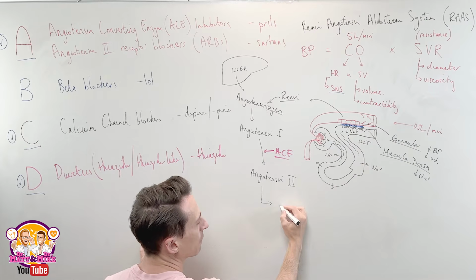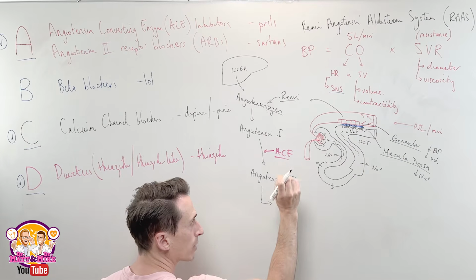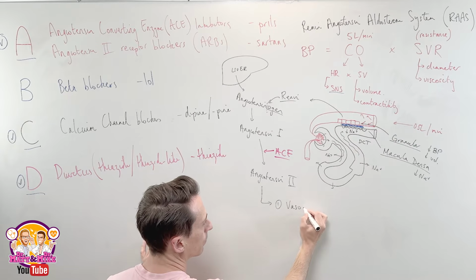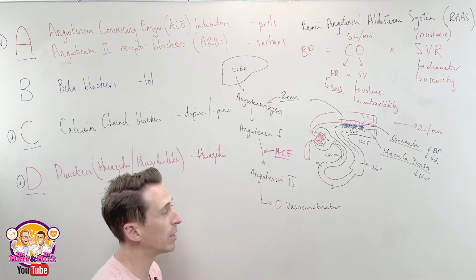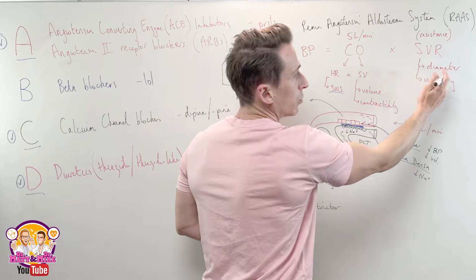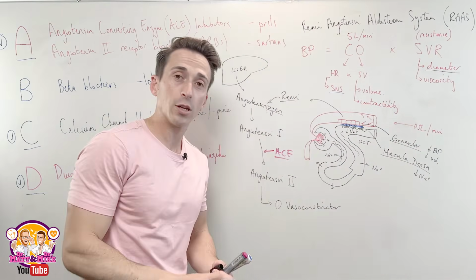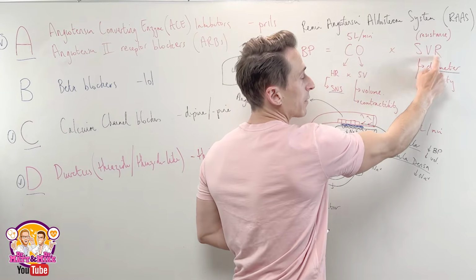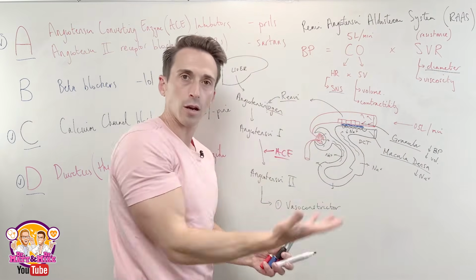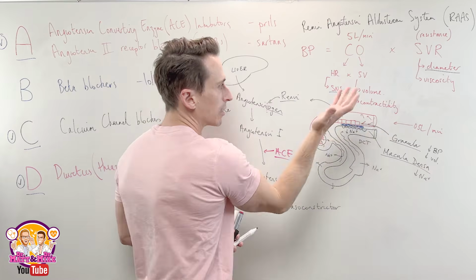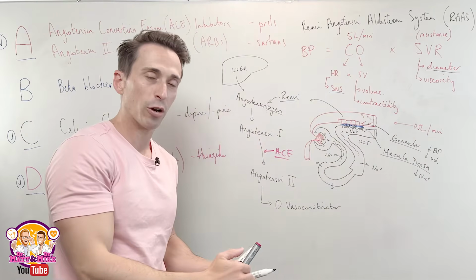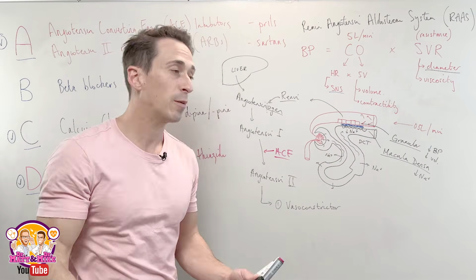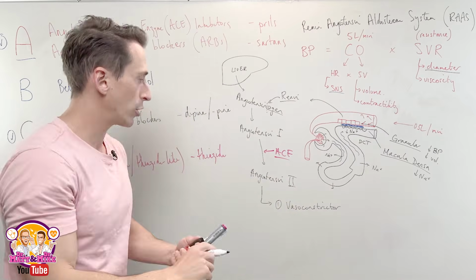One, it is a vasoconstrictor. It constricts blood vessels. What does that mean? Think about this. You constrict blood vessels, you play around with their diameter. It's harder for blood to move through. Resistance goes up. Systemic vascular resistance goes up. Blood pressure goes up. Beautiful. That's what we wanted. The stimulus was a drop in blood pressure. It's homeostasis, negative feedback. The outcome, increase in blood pressure.